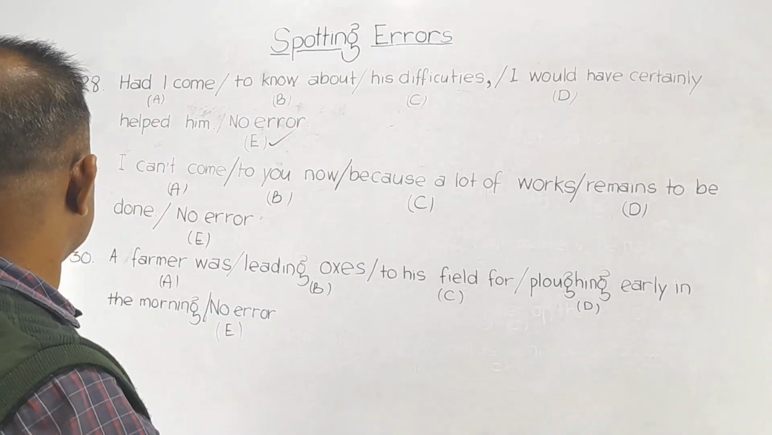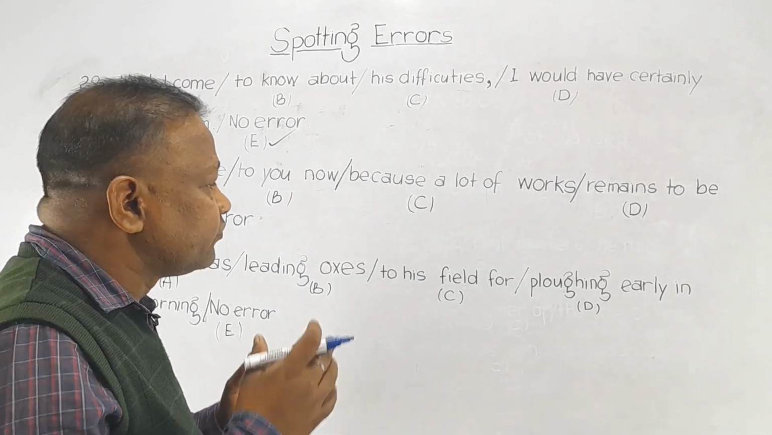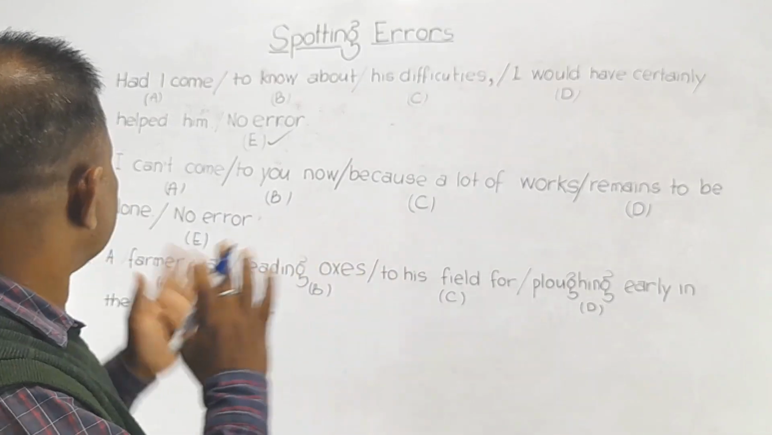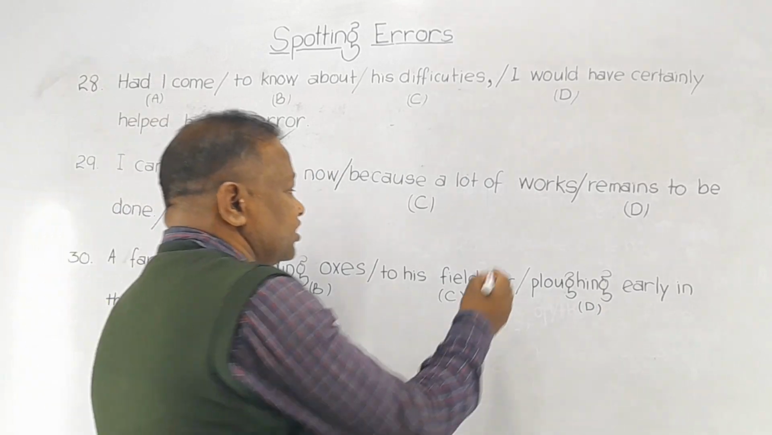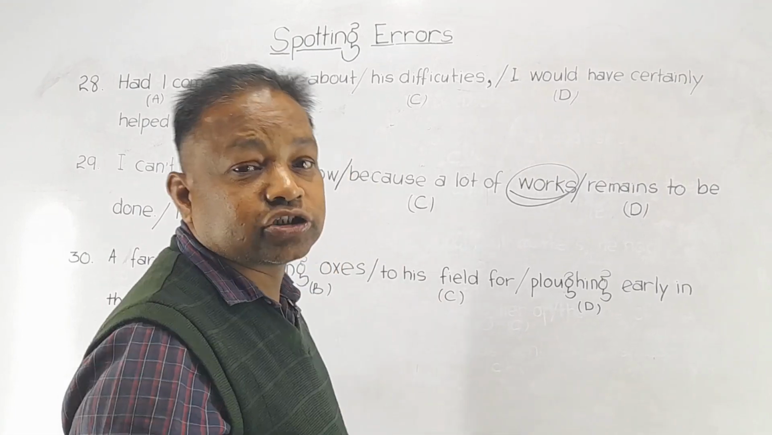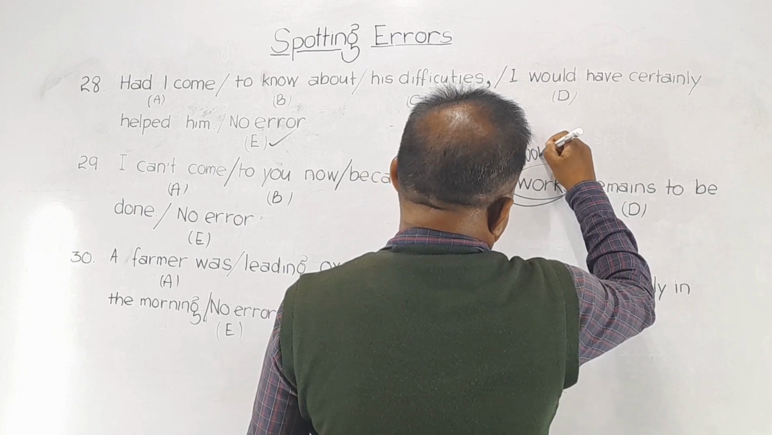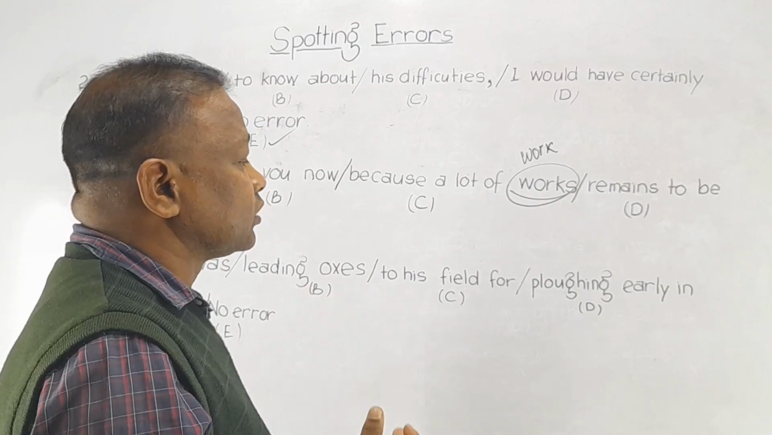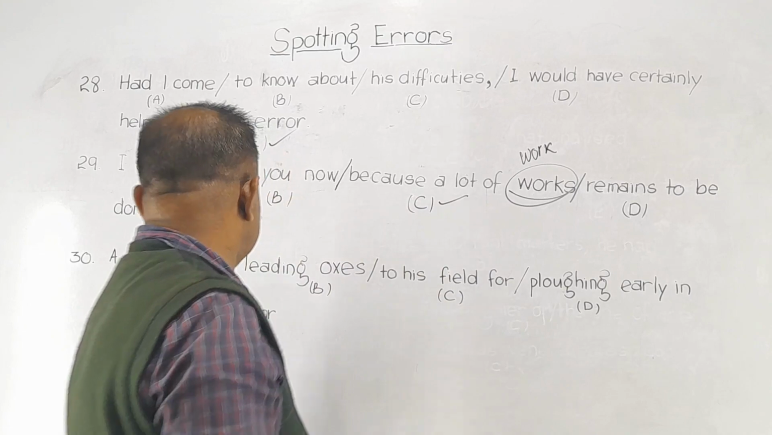Number 29. I can't come to you now because a lot of works remains to be done. Where is the error? I can't come, no error, to you now, correct? Because a lot of works, yes, error is here. Because work is an uncountable noun, it does not have any plural form. So you need to write work. I can't come to you now because a lot of work remains to be done. So answer is in part C.